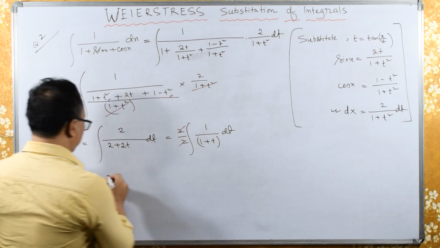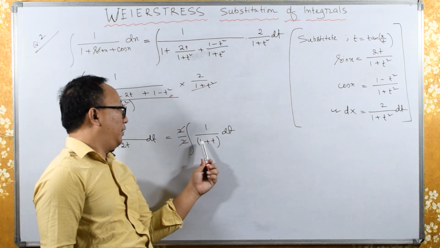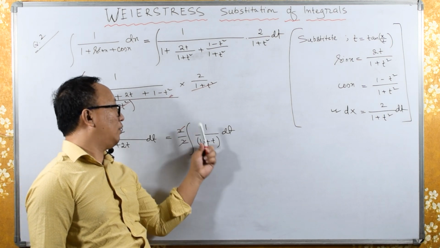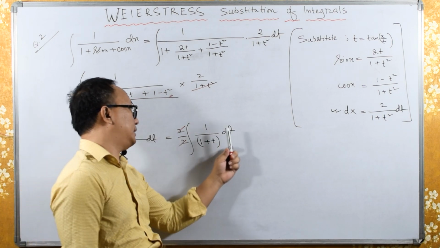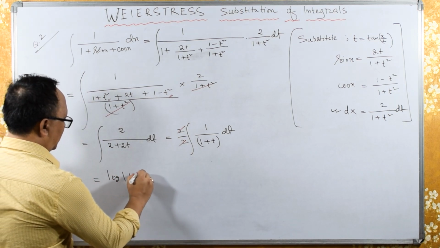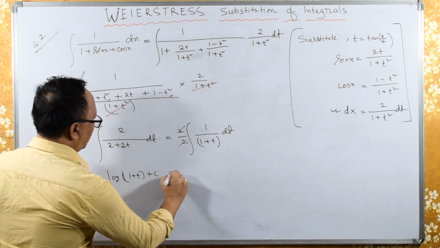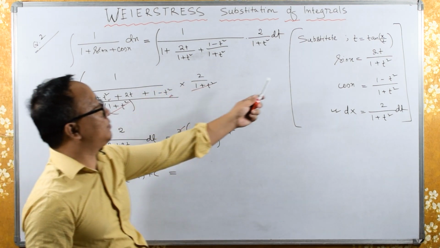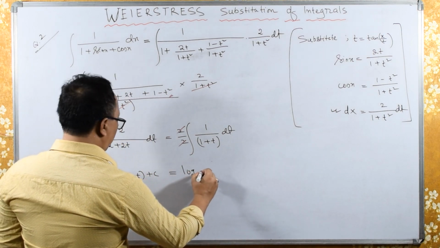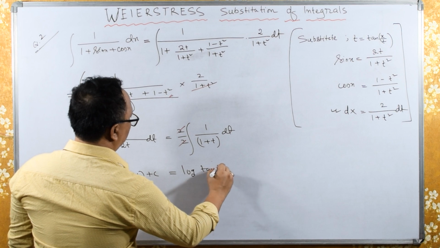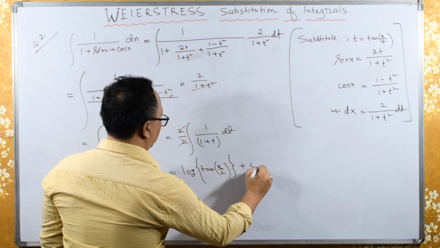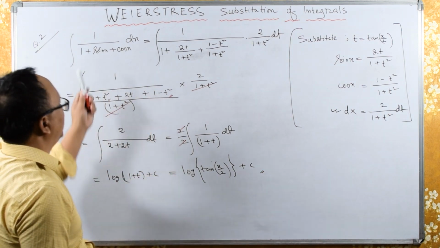Integration of this is what? If you differentiate 1 plus t, you get 1. Therefore that is log of 1 plus t, plus some constant. What is t? You have to compare. t is what? Our tan x by 2. That is log of 1 plus tan x by 2, plus c. This is the required answer.